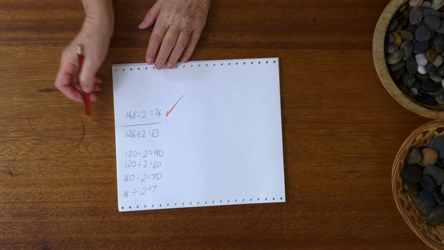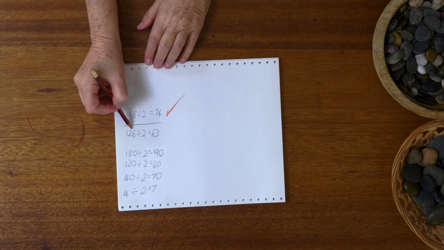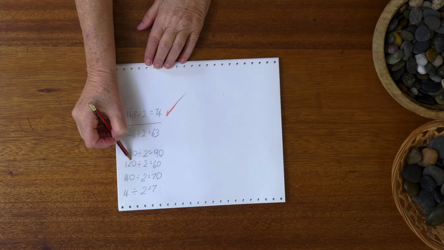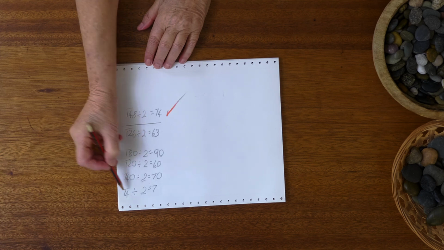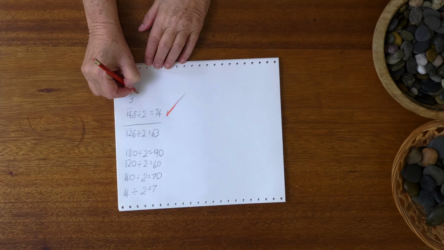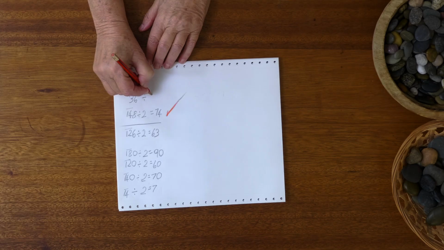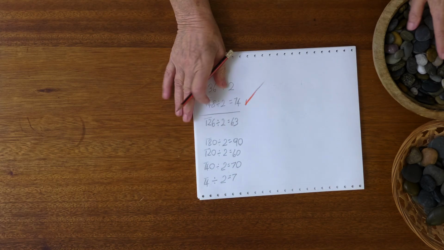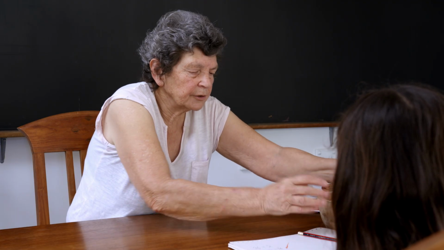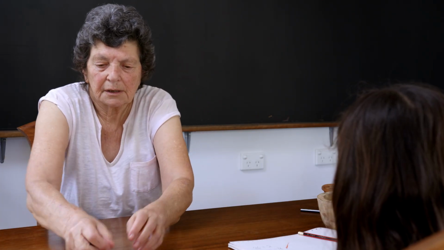Well done. Now, we've had lovely even numbers of tens here, haven't we? What happens if we have an odd number of tens? Because that makes things a bit trickier. Let's look at 3 tens and a 6 divided between you and me, shared by you and me. 3 tens and a 6.